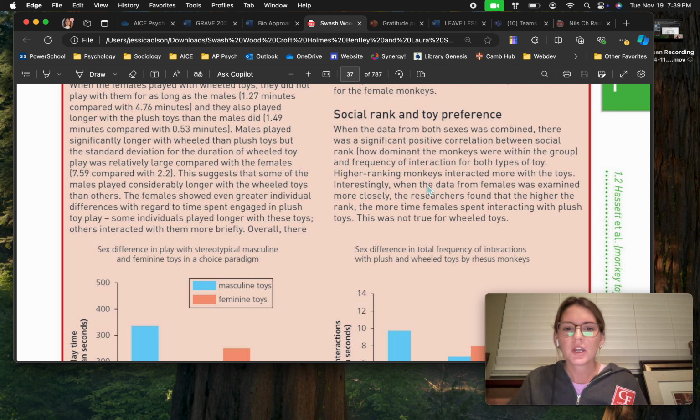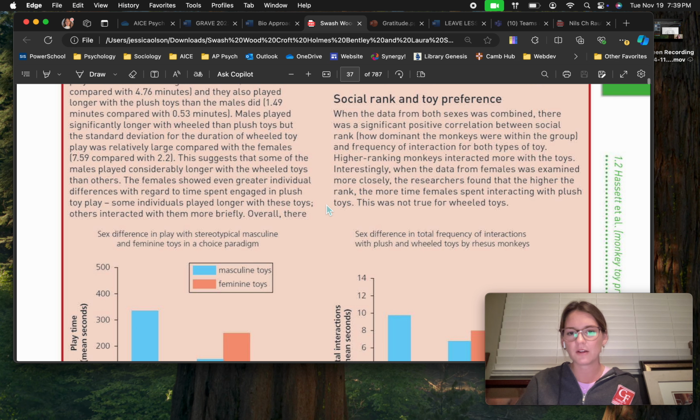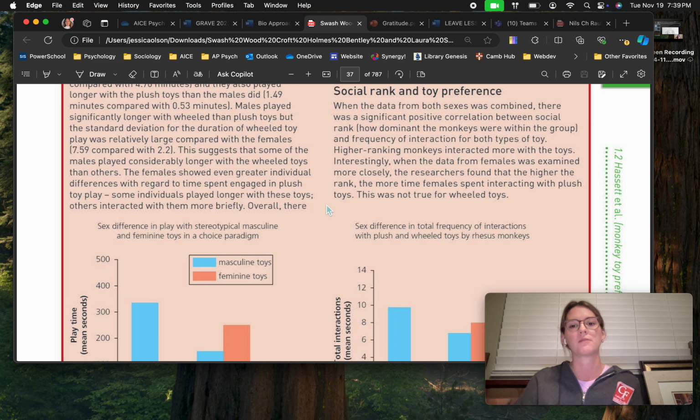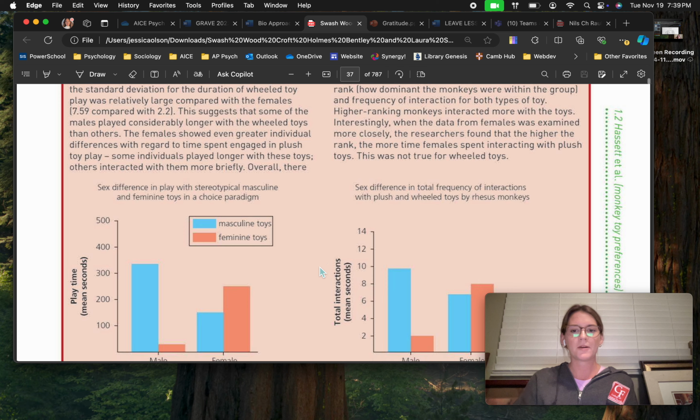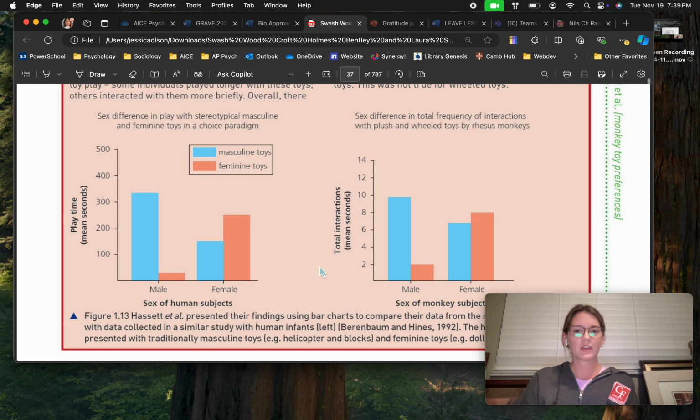Okay, that's true. And frequency of interaction for both types of toy. Higher ranking monkeys interacted more with the toys. Okay, but this was the females. Interestingly, when the data from females was examined more closely, the researchers found that the higher the rank, the more time females spent interacting with the plush toys. All right, so we're talking about just the plush toys and just the females, social rank and toy preference.